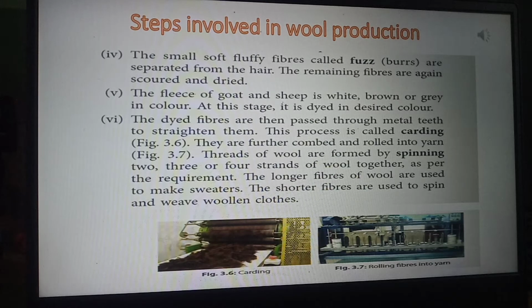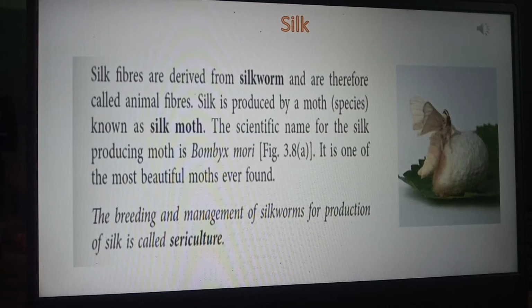So these are the steps which are involved in wool production. This is how wool production is going on in the wool industries. Okay. Next, we are going to discuss about silk. As we all know that we are getting silk from silkworms, isn't it? From where do we get silk? We get silk from silkworms, isn't it?